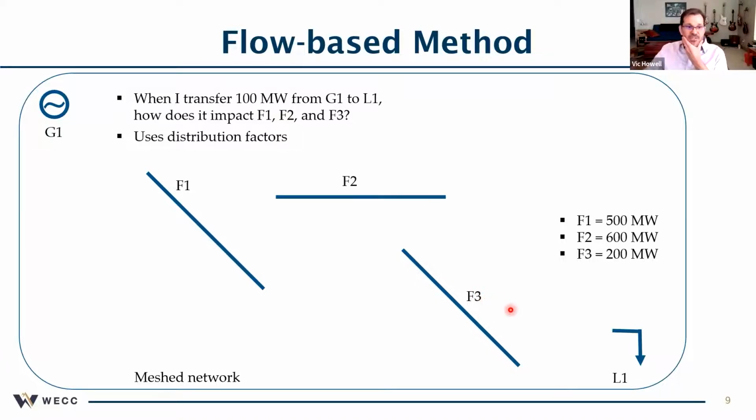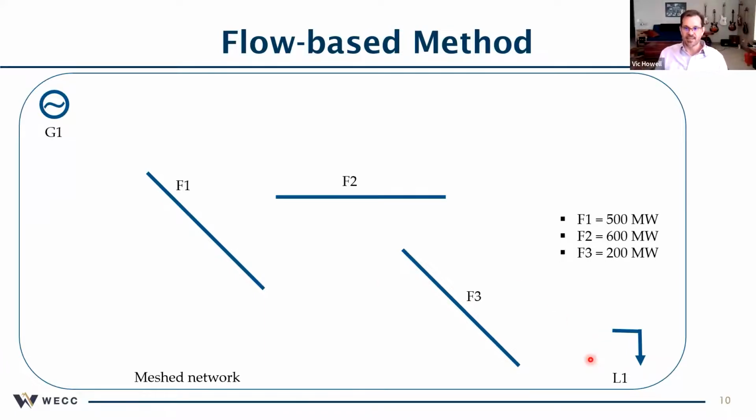And the way it answers that question is it uses what's called distribution factors. So I'll show you an example of what that looks like and how it works. But you see there's a fundamental difference between this and the contract path methodology. We're not choosing a path. We're looking at the source, we're looking at the sink, and we're looking at, well, what is impacted across the transmission system when you transfer power from that source to that sink.